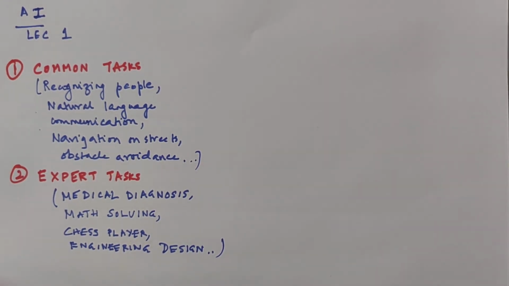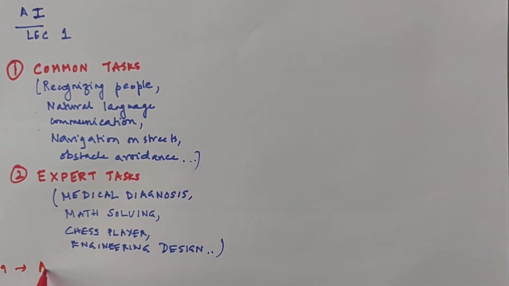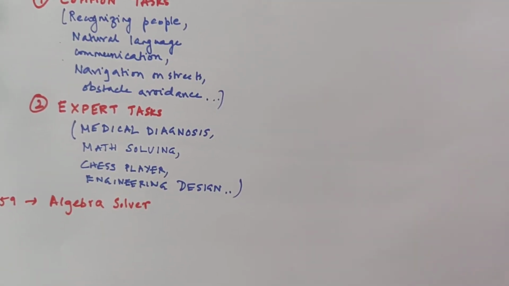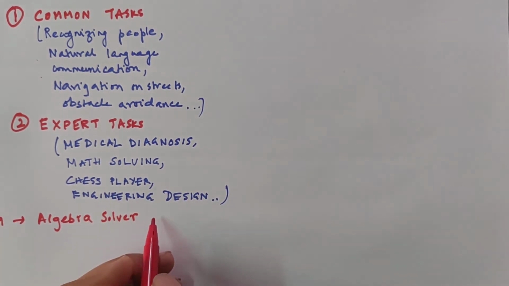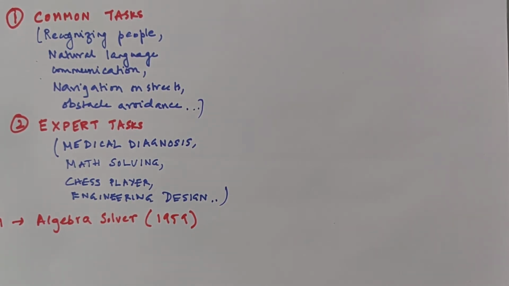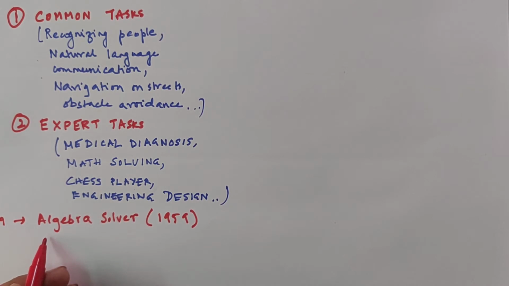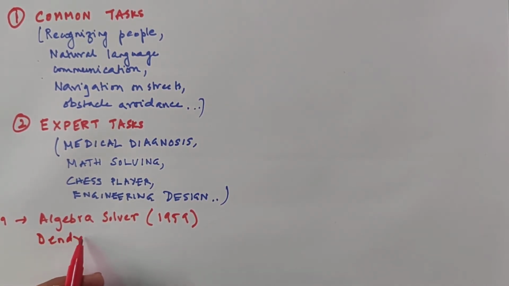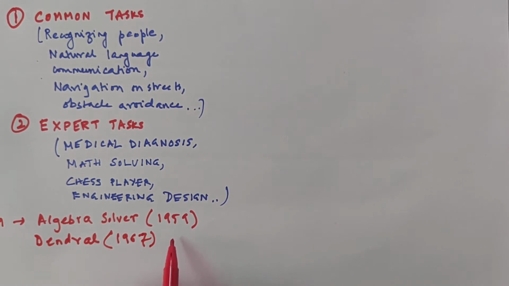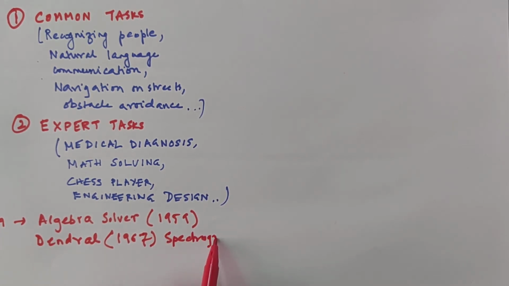In 1959, the algebra solver was developed. The geometry engine was also developed during this period. There was a program called the Dendral. It was developed in 1967. It did perform spectrography analysis for chemistry.